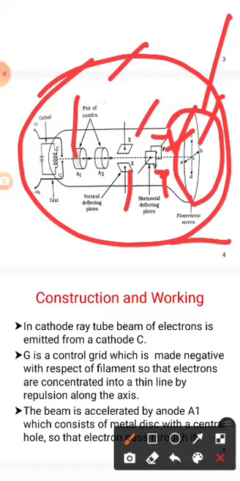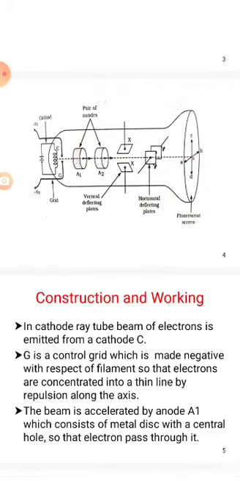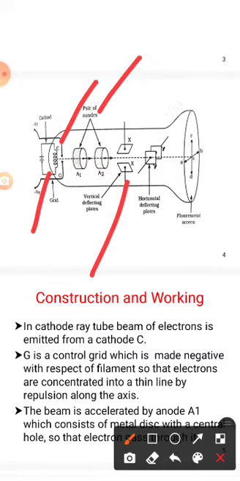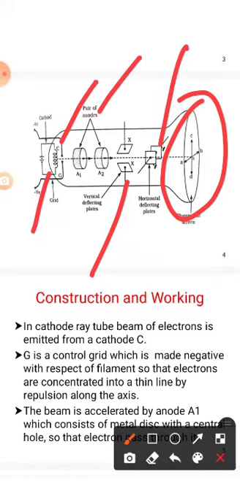These are the electron beam. In this diagram we use the cathode and grid, the pair of anodes, the vertical and horizontal deflecting plates, and the fluorescent screen, and these are the electron beam.